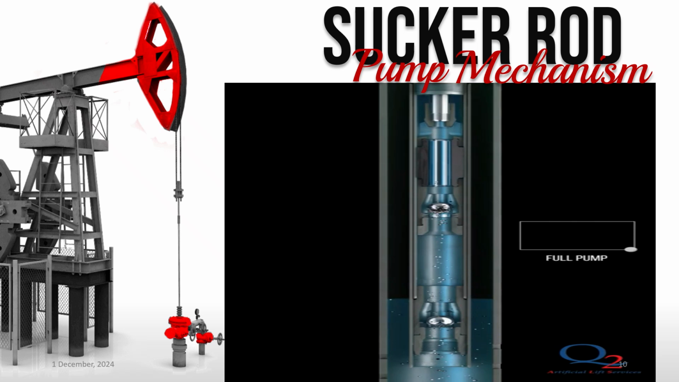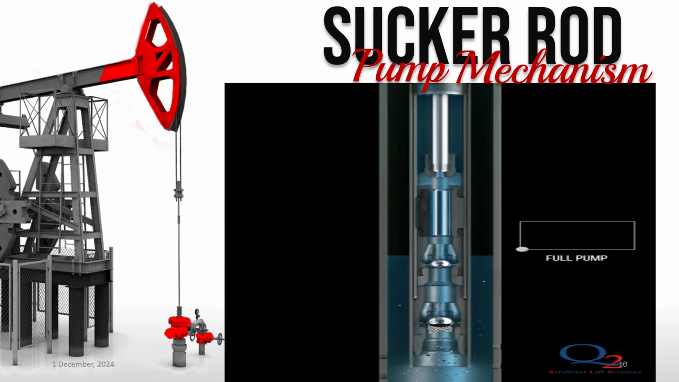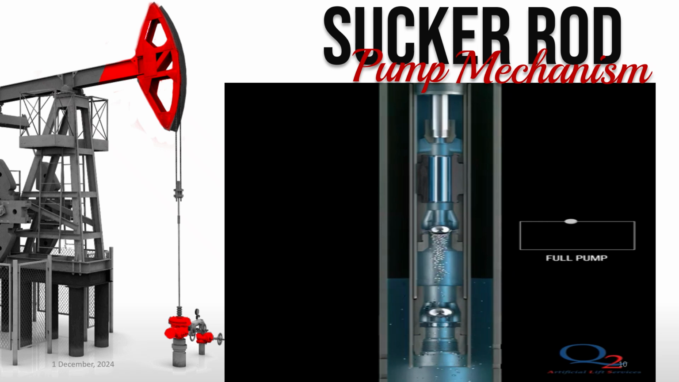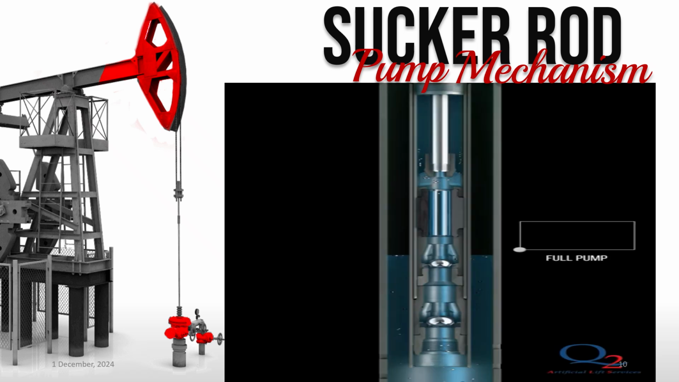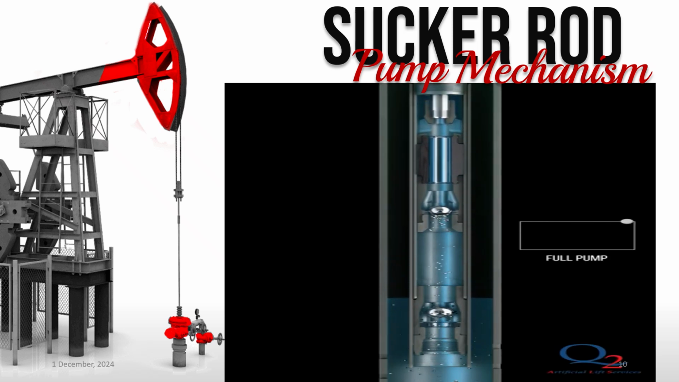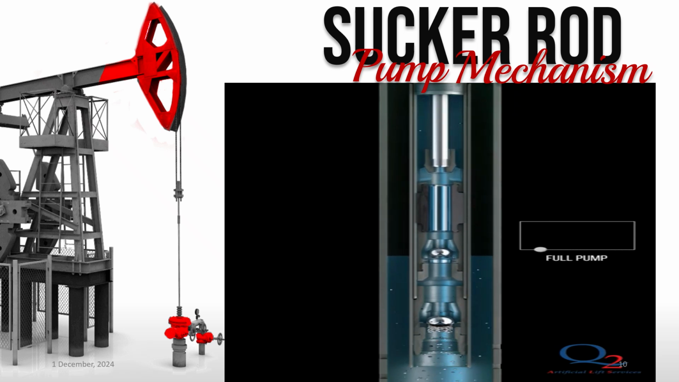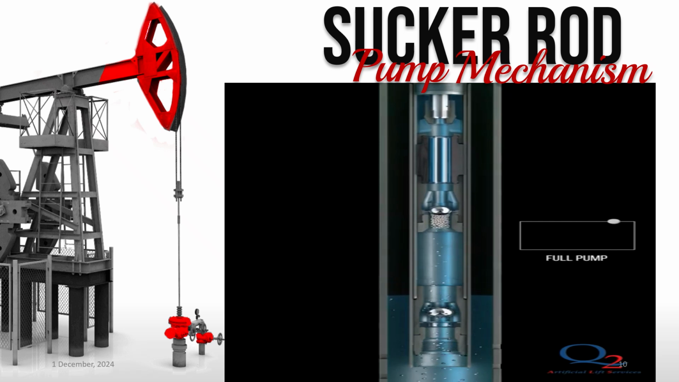During the upstroke, as the plunger moves upwards, it creates a vacuum or low-pressure area within the pump barrel below the plunger. This pressure differential causes the standing valve to open, allowing formation fluid from the wellbore to enter and fill the pump barrel. Simultaneously, the traveling valve, being above the plunger, remains closed, lifting the fluid already above it towards the surface. Conversely, during the downstroke, the plunger moves downwards.